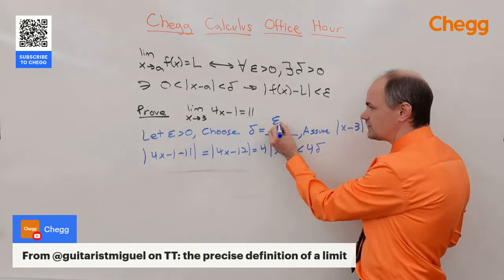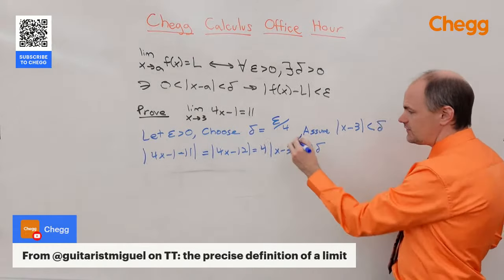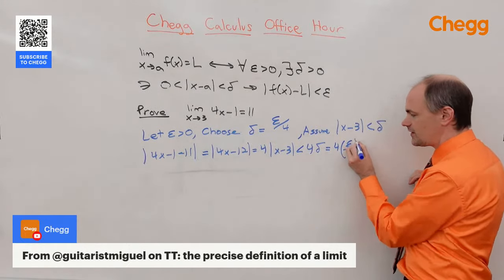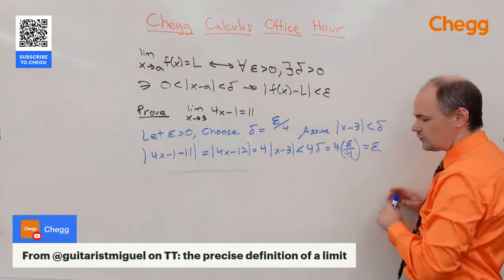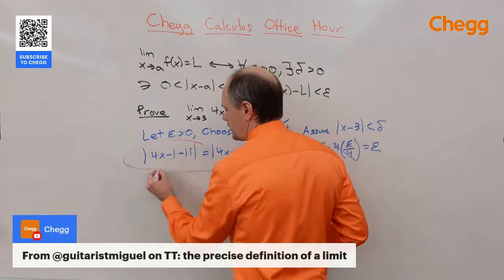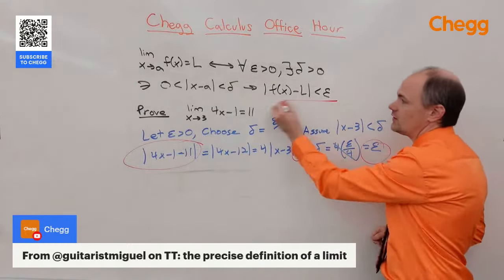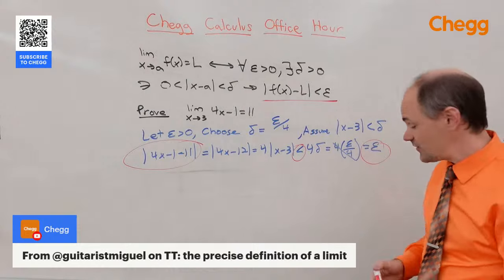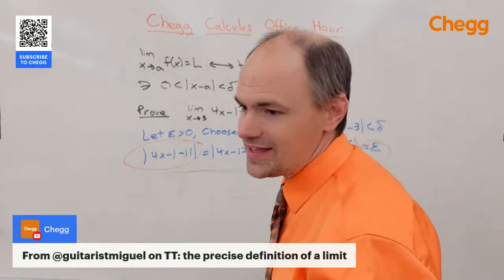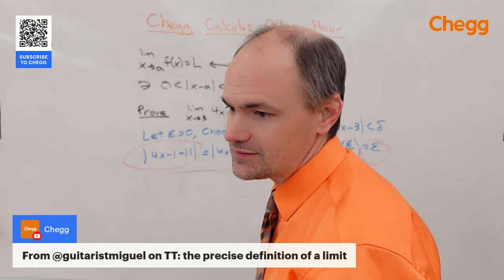So I'm going to choose delta to be epsilon divided by that 4. And if that's true, then 4 delta is 4 times epsilon divided by 4, and the 4's reduce out, which is epsilon. So what I have done is I have shown that the absolute value of f of x minus L is less than epsilon, which is what we were trying to prove. So that is the precise definition of a limit. It is a lot of fun.